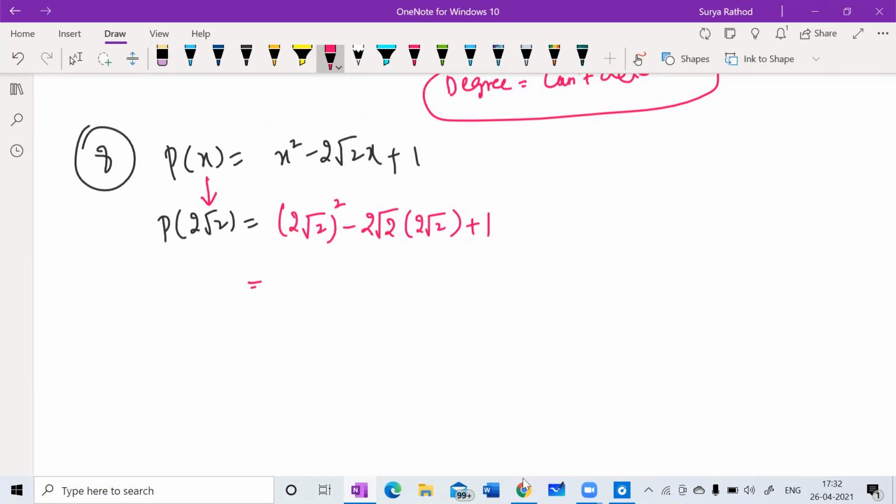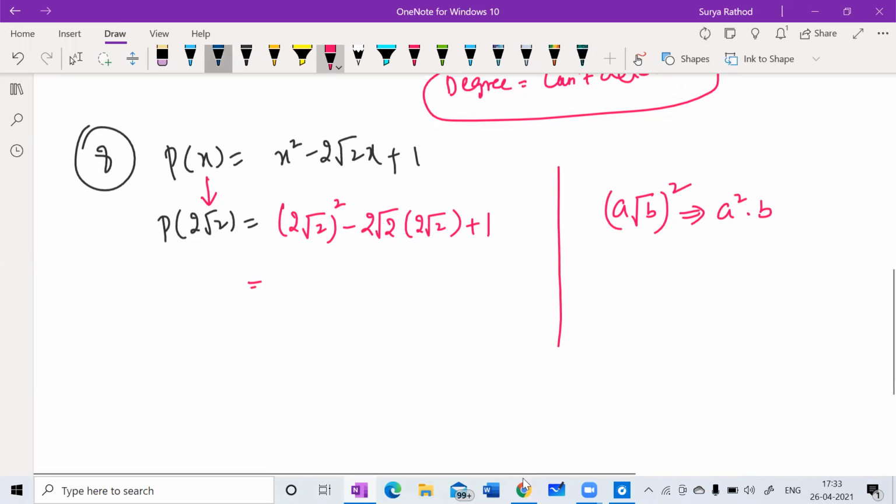You might have heard this property, right? So how can I write this now? Square root and square will get cancelled, and you will be left with the number. So 2 squared is 4, and root 2 squared is 2. So 4 into 2, what can I write here? 8. 2 root 2 into 2 root 2, what is my answer? 8.